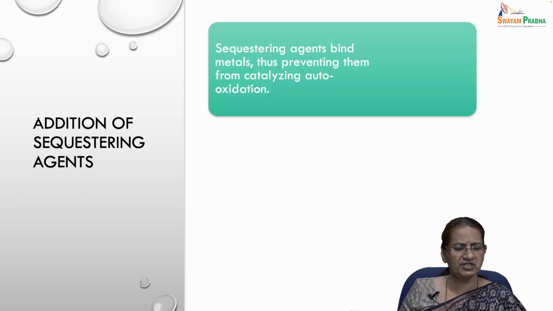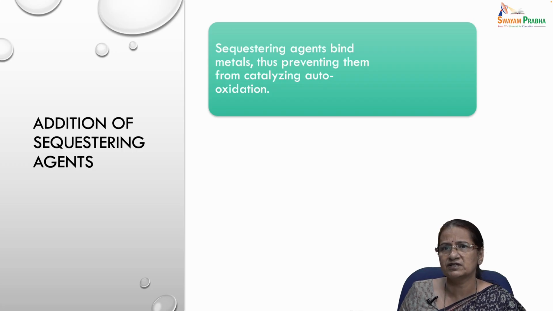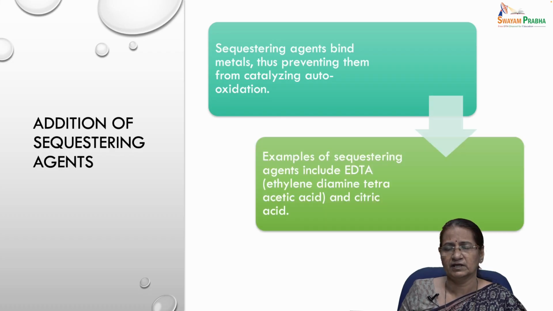Addition of sequestering agents. Sequestering agents bind metals, thus preventing them from catalyzing autooxidation. Examples of sequestering agents include EDTA, that is ethylene diamine tetraacetic acid, and citric acid.